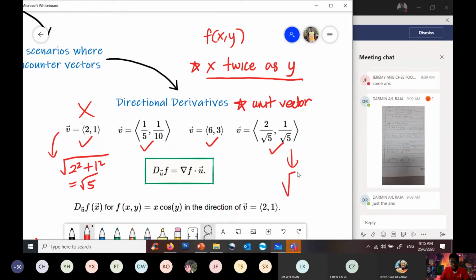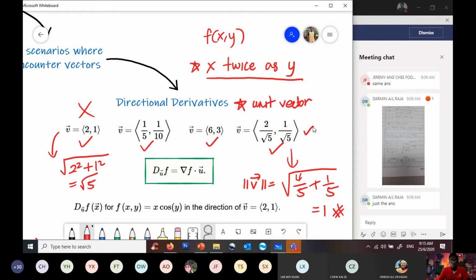Let me compute. This square is going to be 4 over 5. This square is going to be 1 over 5. So 5 over 5, the square root of it is 1. So now, if the magnitude is equal to 1, the way you write magnitude in mathematics is something like this. This is how we write the magnitude of vector v. Anyway, if you get it equal to 1, it is a unit vector. So this is my choice. Hope you get it. I will show you how to find a unit vector in a while.